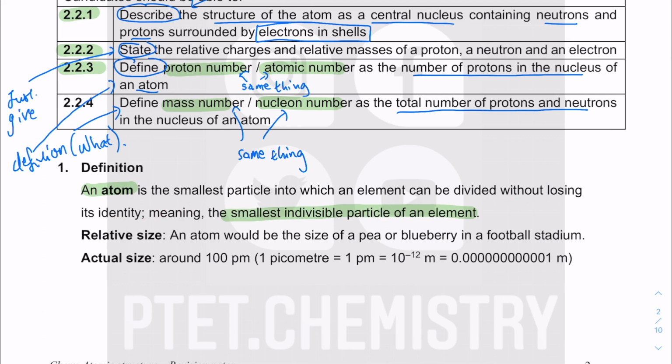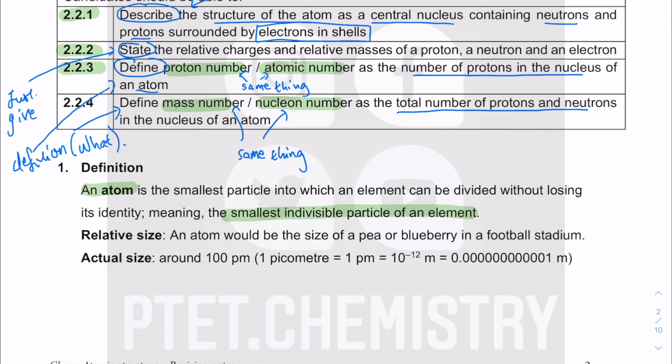Alright, the other thing is about the relative size and the actual size. These things are just numbers to give you a feel for how small an atom is. If you have a small green pea in the middle of a football stadium, which is quite big, that one small dot is just how an atom would look. So the actual size of an atom is very, very small.